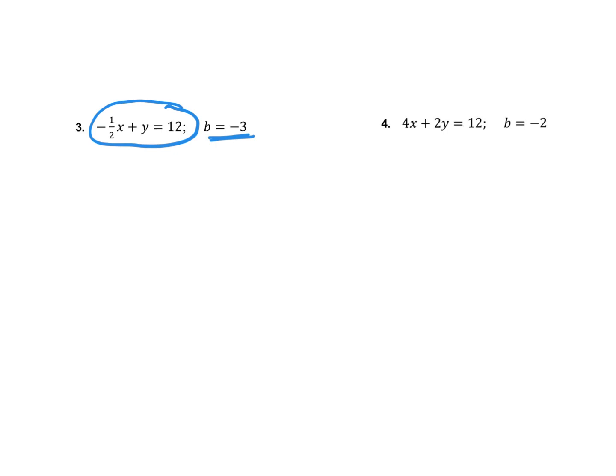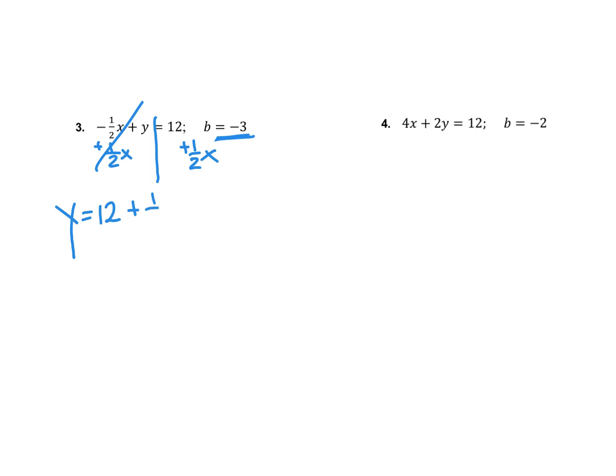So here, let's erase this, and then let's get the y all by itself. We're going to add the 1/2 x to this side, and what I do to this side, I have to do to the other side. All right, so now I've got my equation. Y is equal to 12 plus 1 over 2x. All right, so again, we're writing an equation of a line that's going to be parallel to this line given, but it has a y-intercept of -3. So what I need to do is identify my slope.